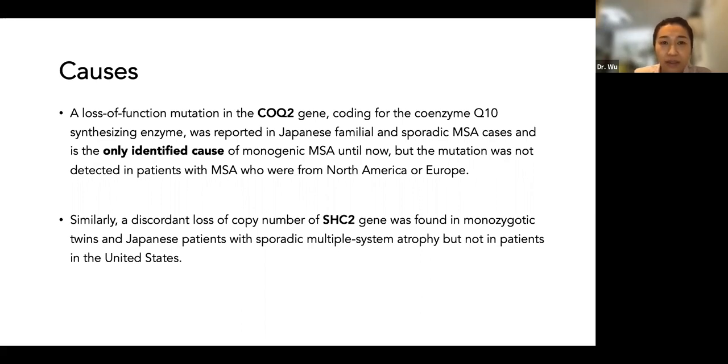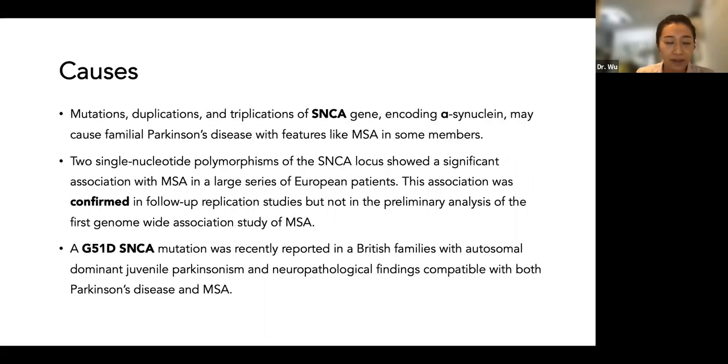And then the second one is the SHC2 gene. The loss of copy numbers of the SHC2 gene was found in monozygotic twins and Japanese patients with sporadic MSA, but also not tested in the United States. And the third one is SNCA. The mutations, duplications, and triplications of the SNCA gene may cause familial Parkinson's disease with features like MSA in some members.